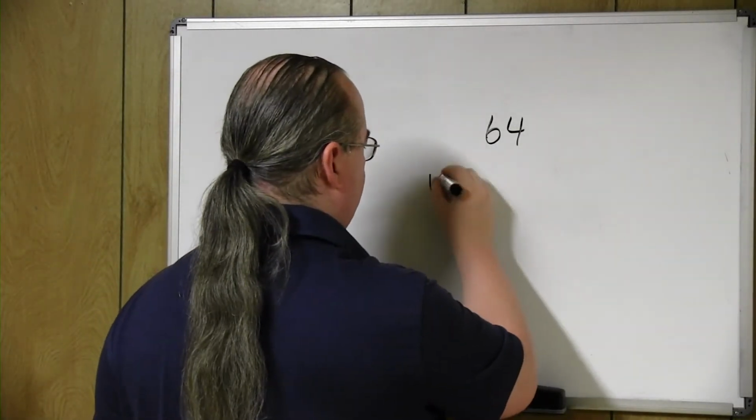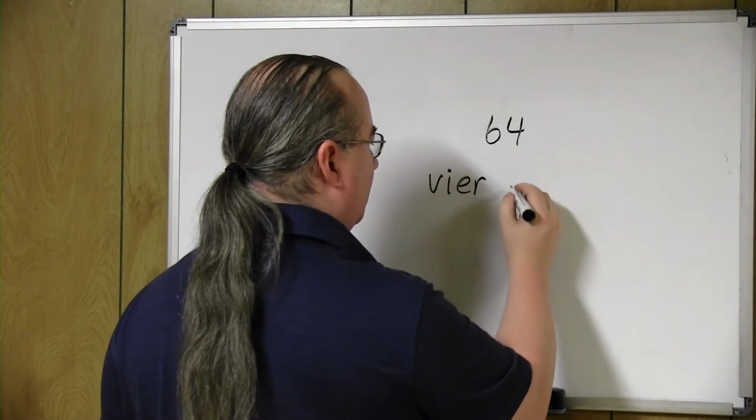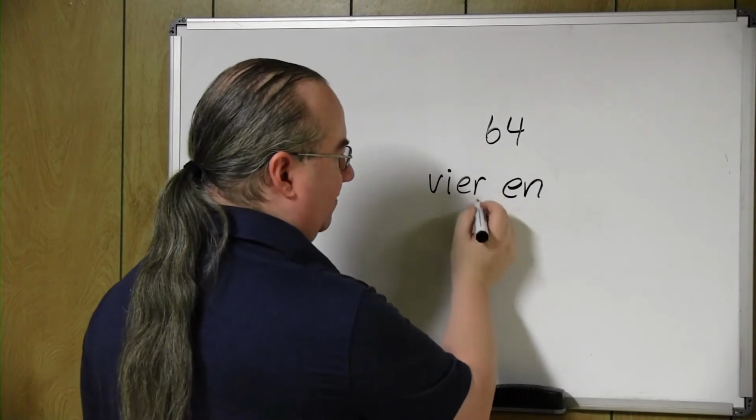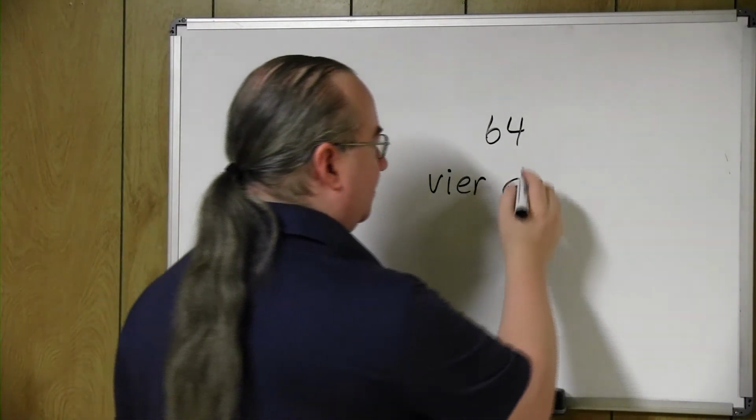Okay, how about 64? Vier. And there's no need for a diaeresis here because we don't end this one in a vowel sound. Zestig, 60.